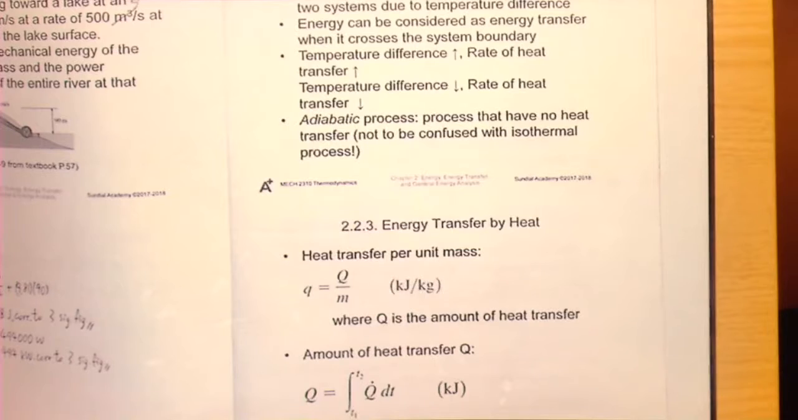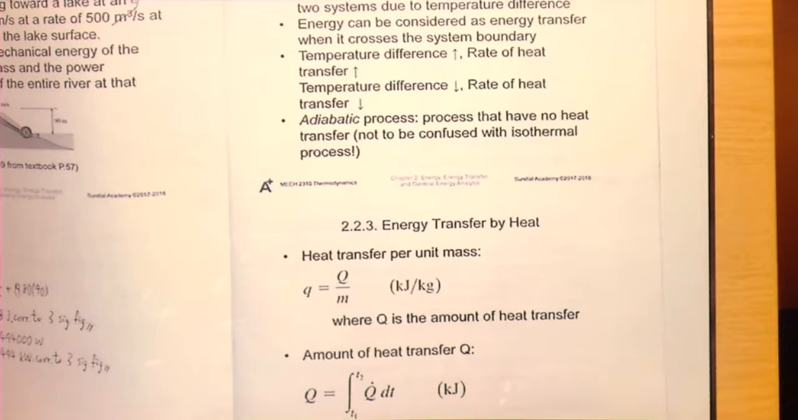But please do not confuse this with isothermal process. That means in the whole process the temperature remains the same. They are different. Adiabatic process and isothermal process, they are different. It's because the temperature of a system can also change by using other kinds of energy transfer, for example, work. Energy transfer by work can also change the temperature of a system during a process. But there's no heat transfer. So they are different.